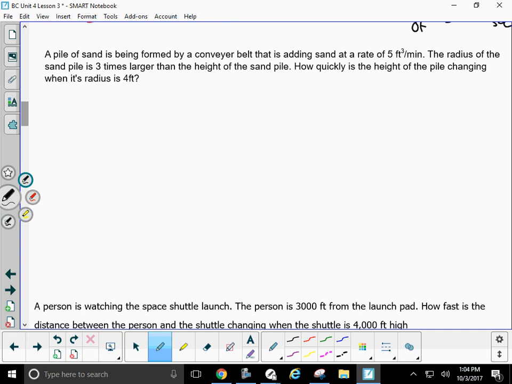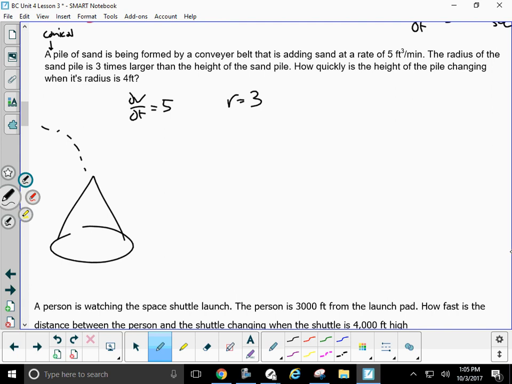Your homework problem that you had was one of these situations with a fixed relationship. Okay, this is just like your homework problem that you just had. A pile of sand, it should be conical. We can write in conical. A pile of sand, so here's my pile of sand. It's being formed by a conveyor belt that is adding sand at a rate, so that'd be the change in the volume, of 5 cubic feet per minute. The radius of the sand pile is 3 times larger than the height of the sand pile. How quickly is the height changing when its radius is 4 feet?